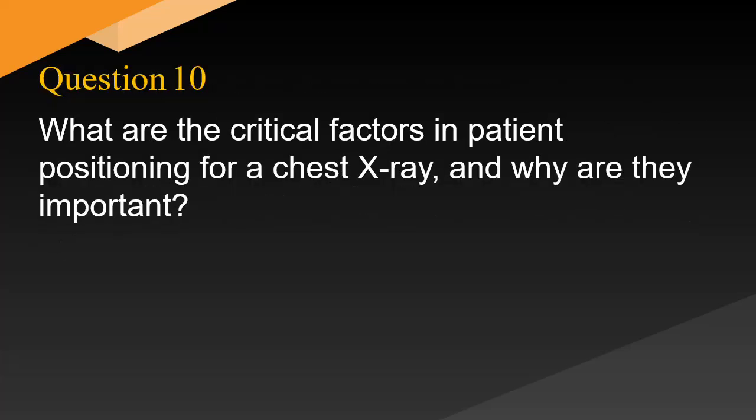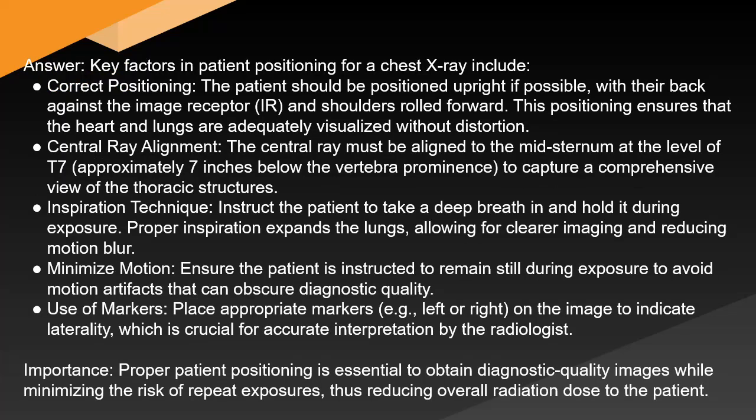What are the critical factors in patient positioning for a chest X-ray, and why are they important? Answer: Key factors in patient positioning for a chest X-ray include correct positioning. The patient should be positioned upright if possible, with their back against the image receptor and shoulders rolled forward. This positioning ensures that the heart and lungs are adequately visualized without distortion.